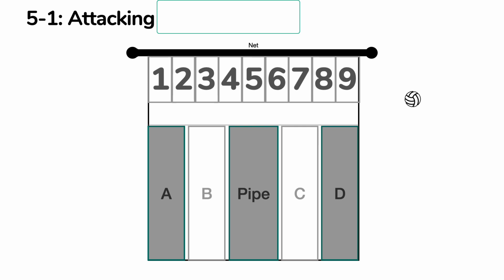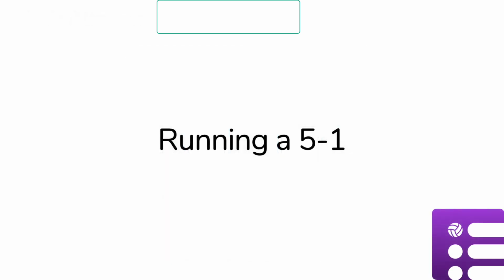But for now, that's a quick overview of running a 5-1 and the different positions you want to be in. Hope you found that helpful, and hopefully that'll make things a little more clear, especially when we're on the court and we've got bodies instead of just colored dots.